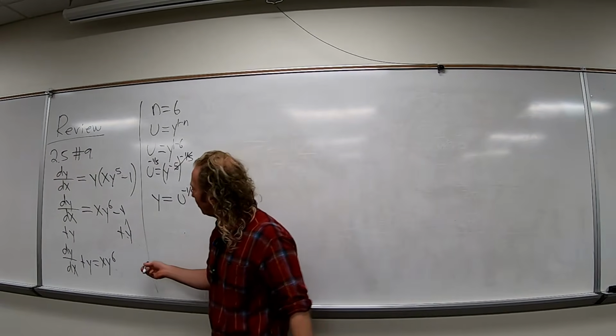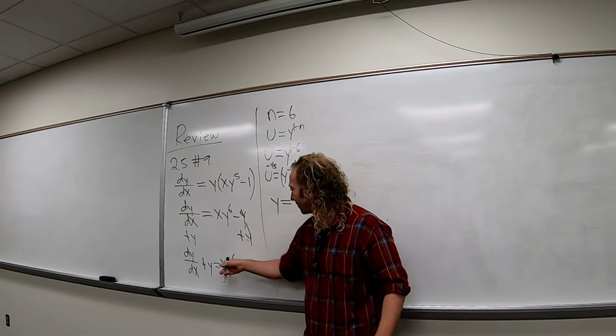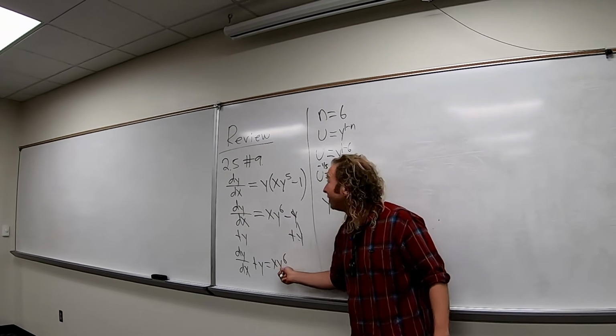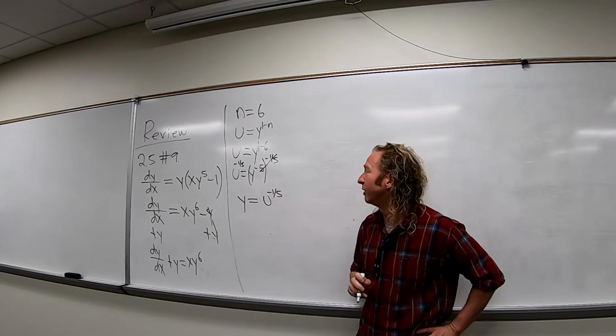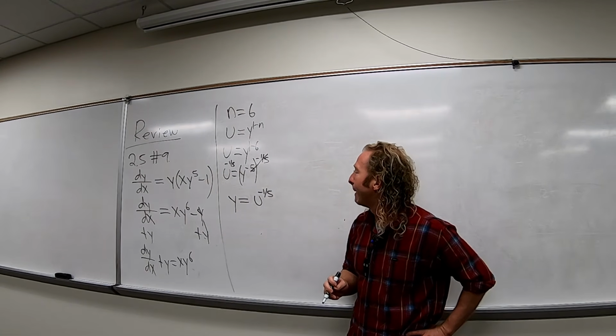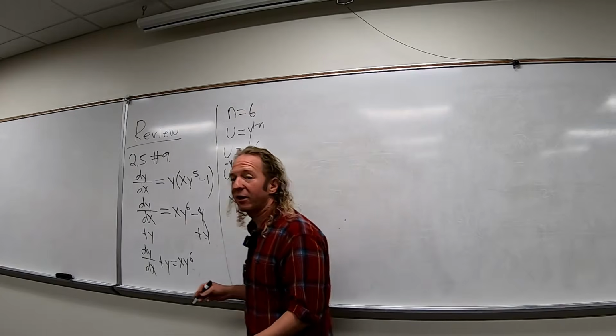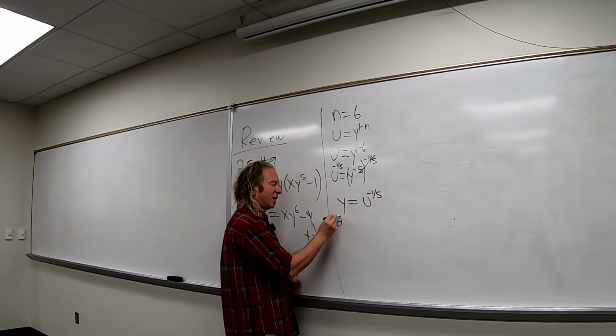So first thing you do is you isolate this piece by itself, identify your n, work out u, and then you solve for y. Okay, so now we have to find dy dx, right? So dy dx.